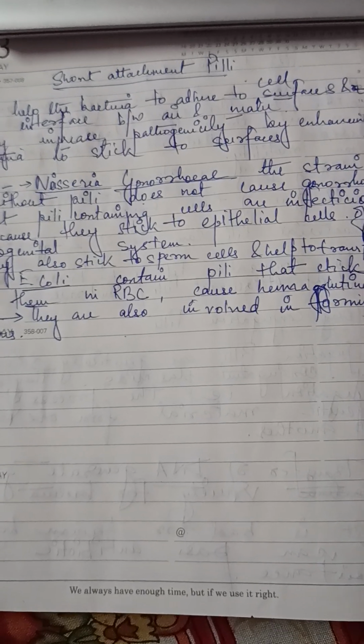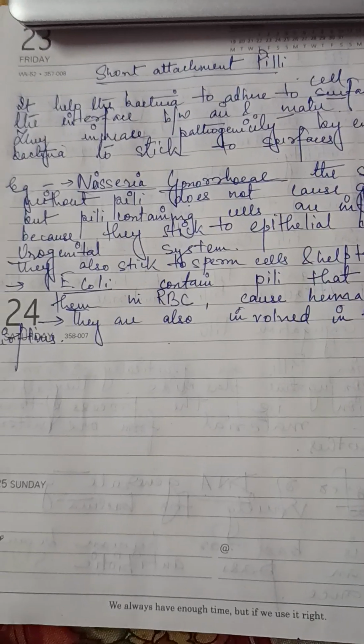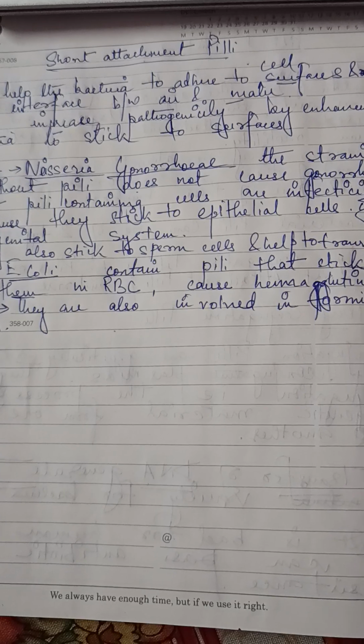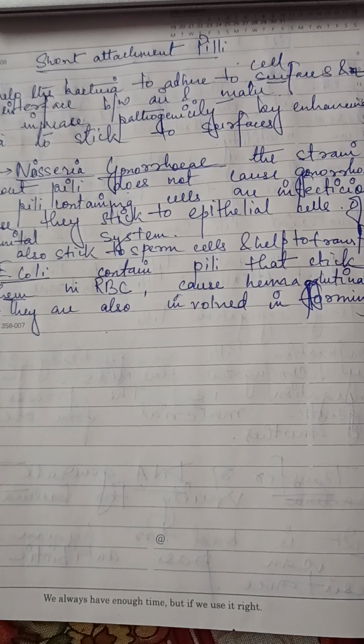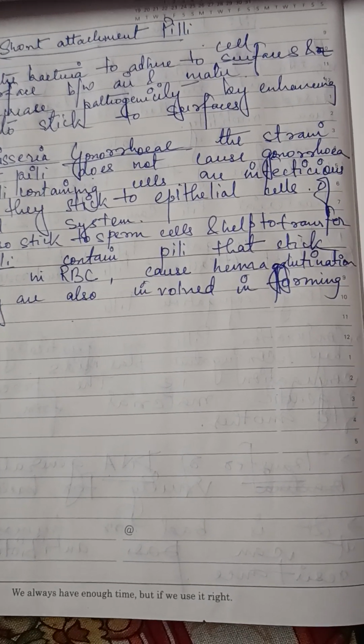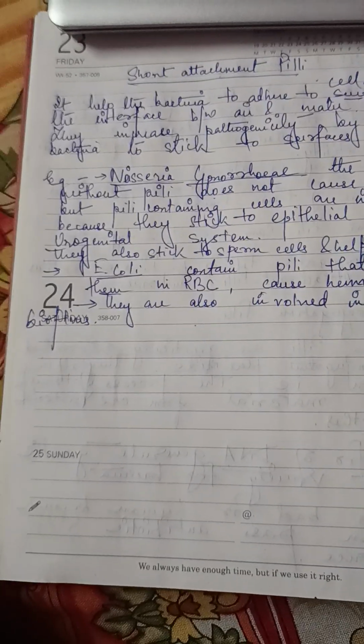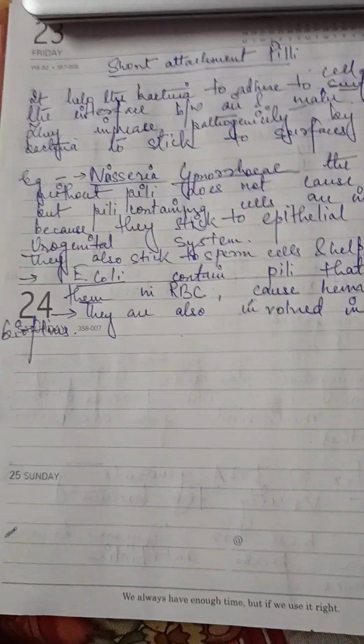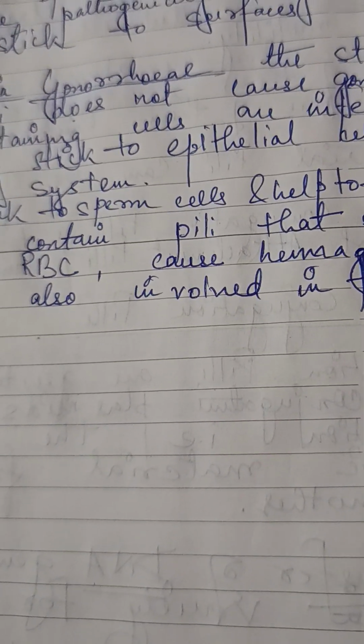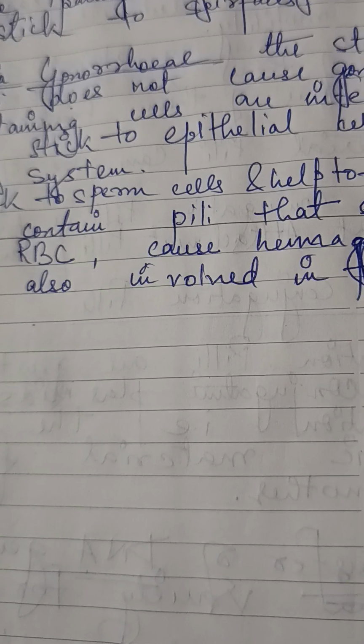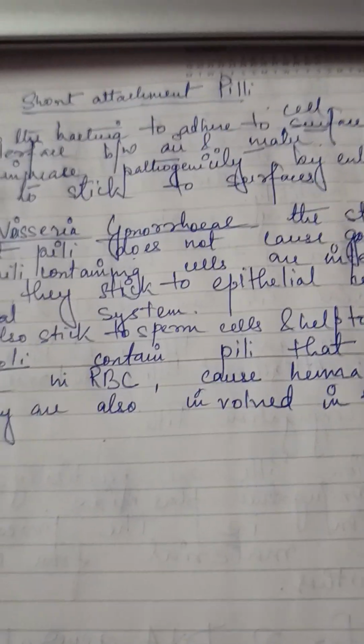E. coli contains pili that stick to red blood cells, called hemagglutination. They are also involved in forming structures which are used in biofilms.